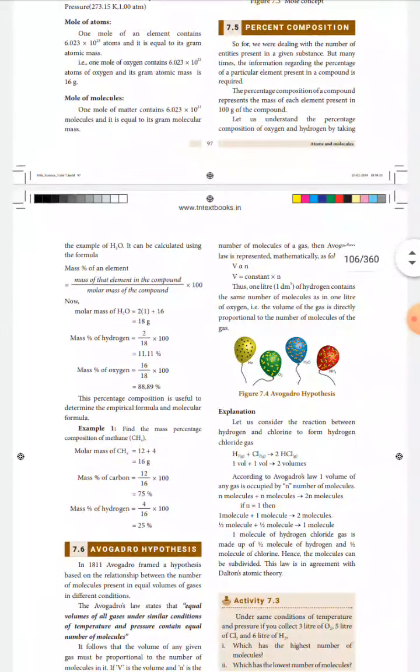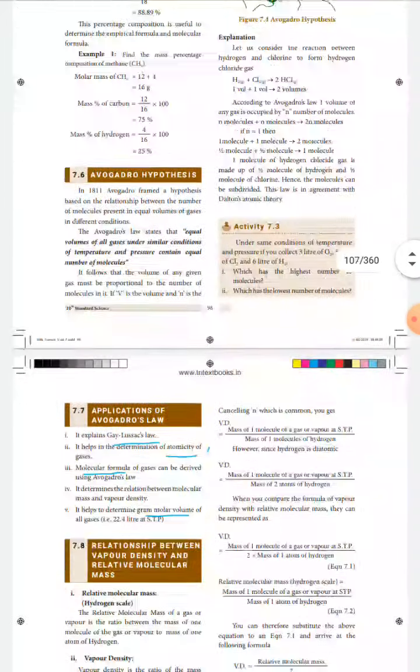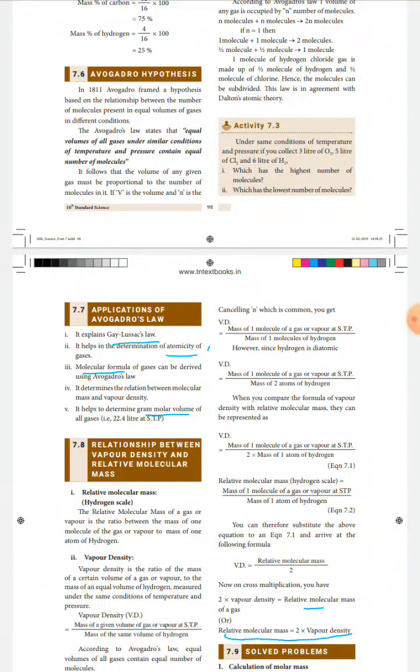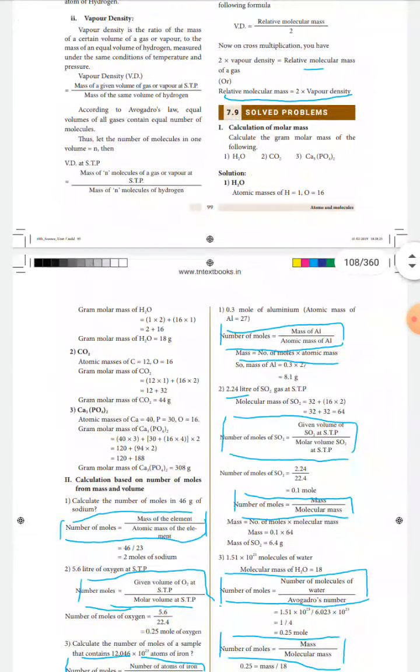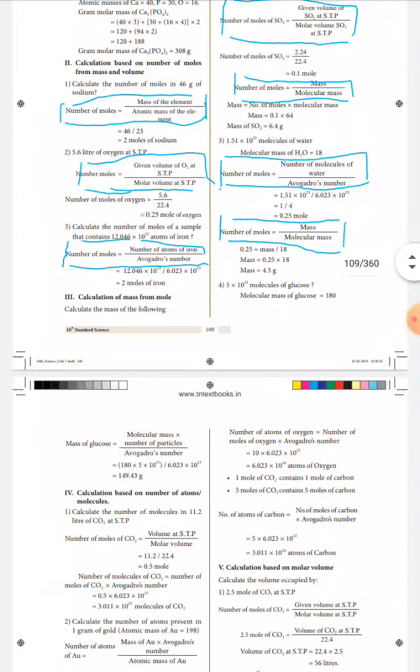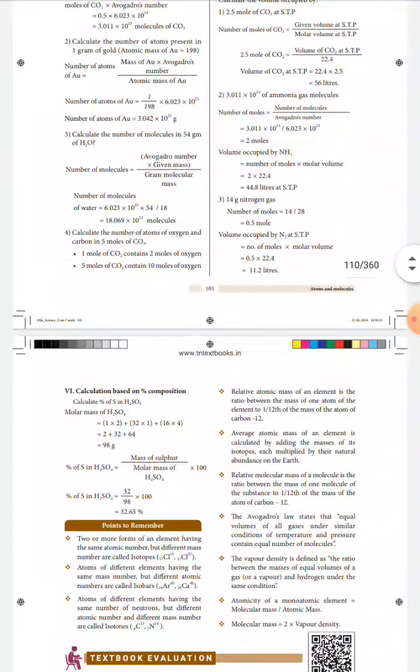Also, Avogadro's hypothesis and applications of Avogadro's law, the relationship between vapor density and relative molecular mass, and problems based on calculating the number of moles, mass of the substance, and volume of the substance based on the given formula. And percentage calculation. All these were discussed in this chapter.